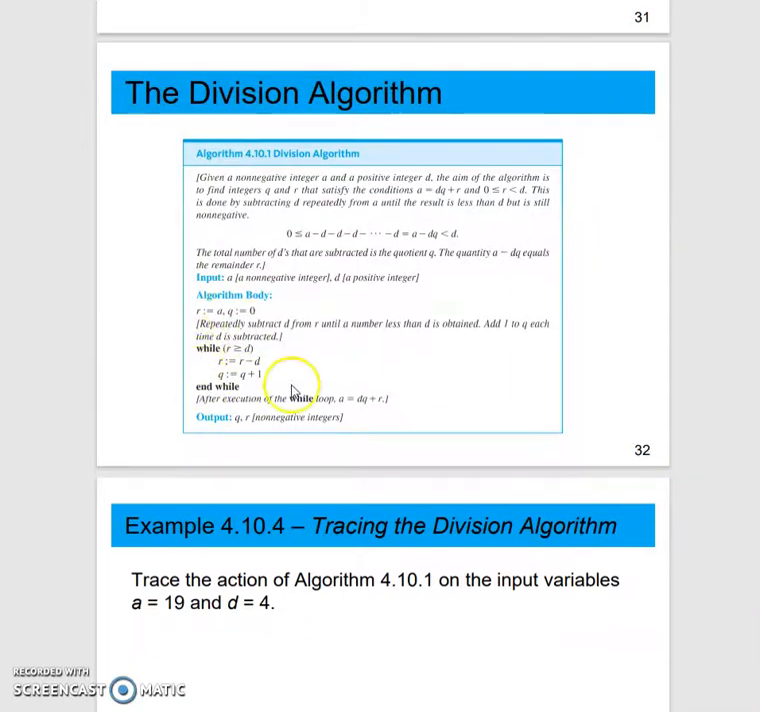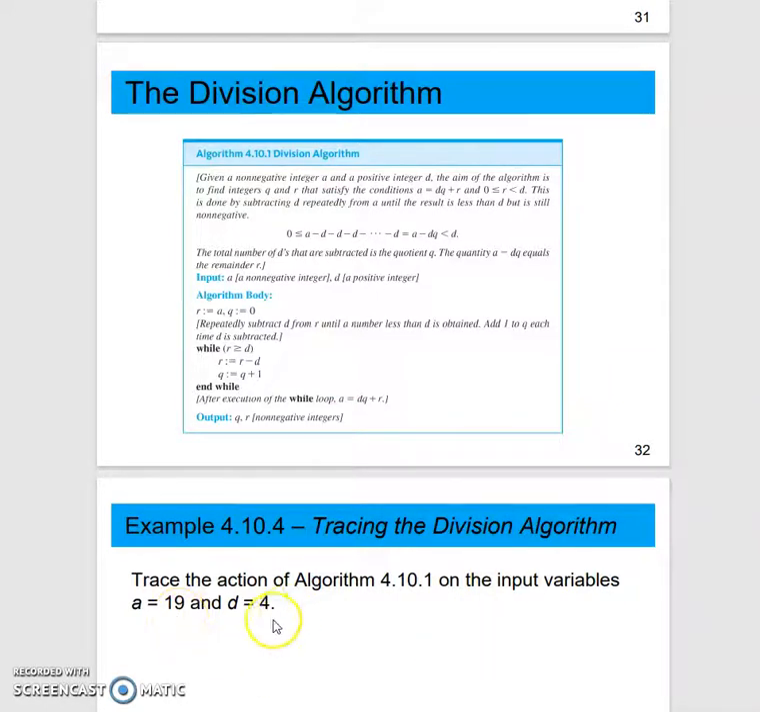So hopefully you can see down here, I've got a little while loop. I'm going to start with R is A, Q is 0. So while R is greater than or equal to D, the thing that's being divided, R equals R minus D. So that remainder, I keep making it smaller. And then the quotient is going to be Q plus 1. And again, you can see we've got comments here to help describe what's going on as we go through that.